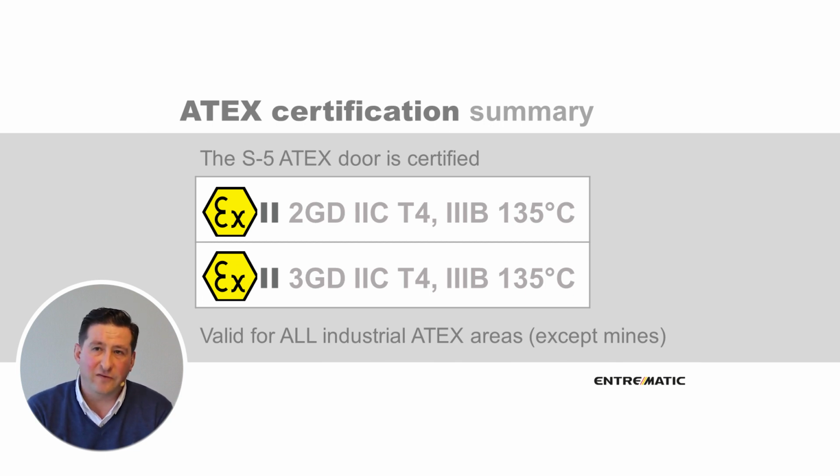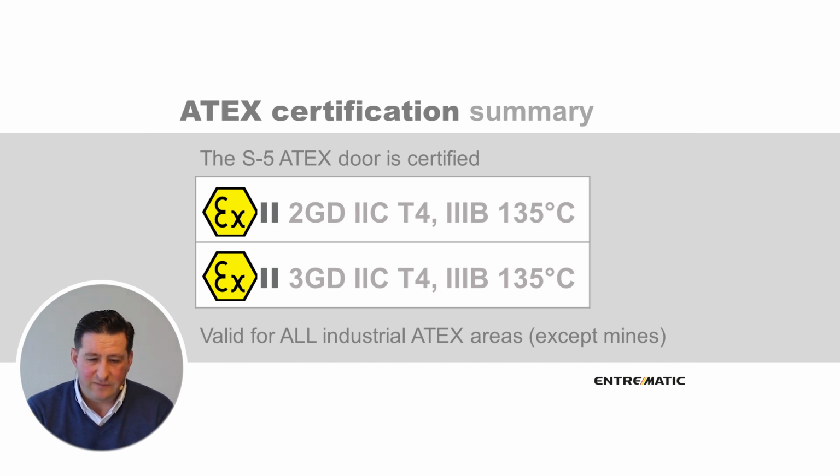As you can see, the first Roman 2 on the screen is indicating that it is a certification for an industrial situation. If it would be a Roman 1, this would indicate it's a situation or certification for a mining application. This is what we don't do, we only do the industrial applications.